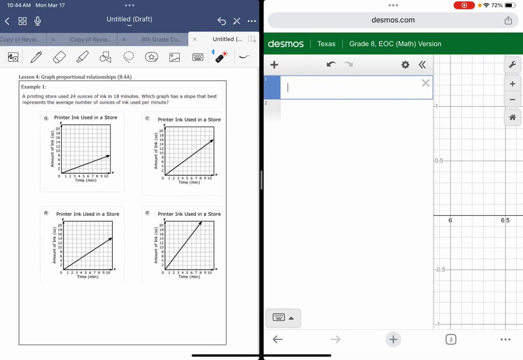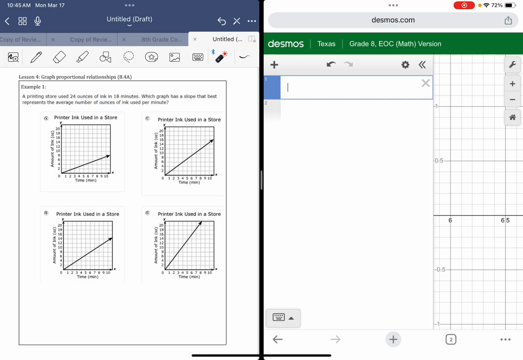Welcome back. Let's work on lesson 4, graph proportional relationships, 8.4a. We only have one example in this lesson, so it should be very easy. There's a word problem. A printing store used 24 ounces of ink in 18 minutes. Which graph has a slope that best represents the average number of ounces of ink used per minute?